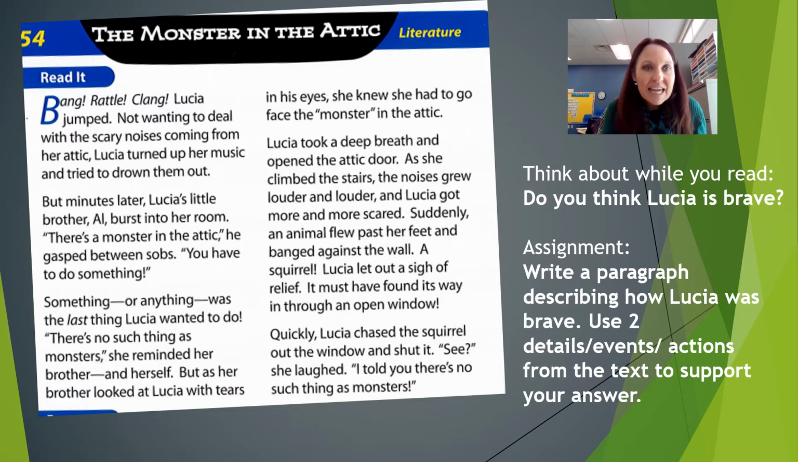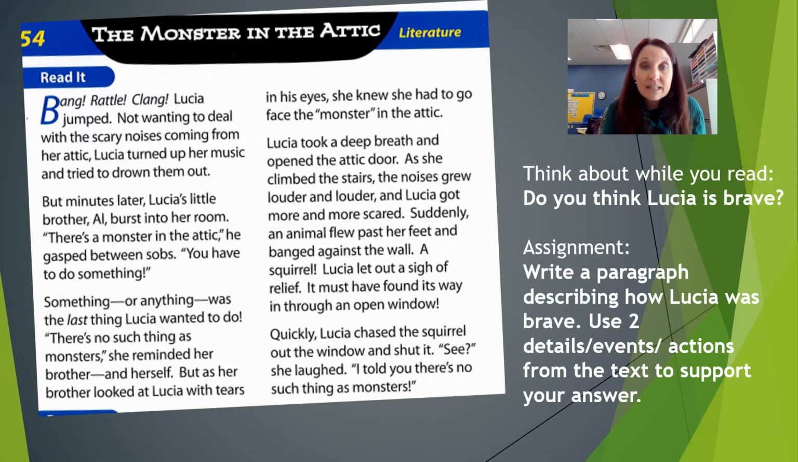Bang, rattle, clang. Lucia jumped. Not wanting to deal with the scary noises coming from her attic, Lucia turned up her music and tried to drown them out. But minutes later, Lucia's little brother Al burst into her room. "There's a monster in the attic," he gasped between sobs. "You have to do something." Something or anything was the last thing Lucia wanted to do. "There's no such thing as monsters," she reminded her brother and herself. But as her brother looked at Lucia with tears in his eyes, she knew she had to go face the monster in the attic. Lucia took a deep breath and opened the attic door.